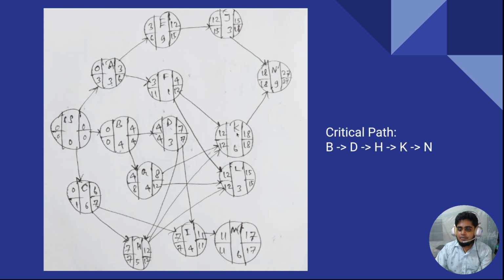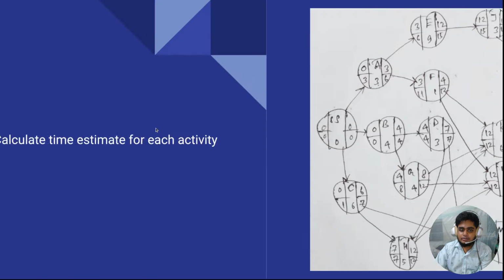What is the earliest finish time of activity K? 12 plus 6 is equal to 18. So 18 is the earliest finish time for activity K.